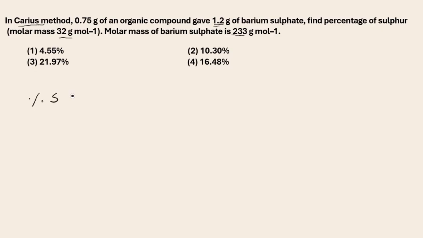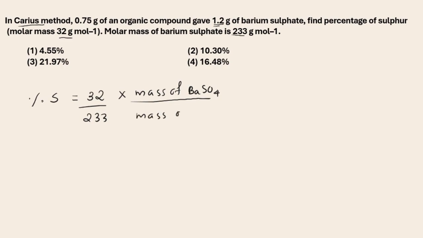You should remember the formula of calculating percentage of sulfur, that is 32 divided by 233. That is nothing but the molar mass of sulfur and the molar mass of the barium sulphate, multiplied by mass of barium sulphate formed. That means what? We are estimating sulfur as barium sulphate, right? So we usually convert it to the precipitate and then we weigh the mass of the barium sulphate and mass of organic compound. Students, remember these two data will be already given in the question. So since it's a percentage, multiply by 100.